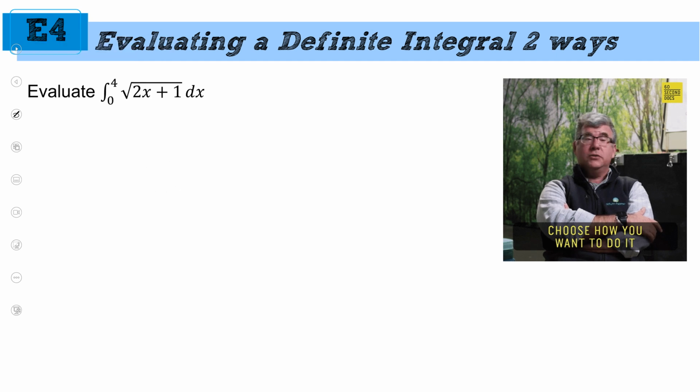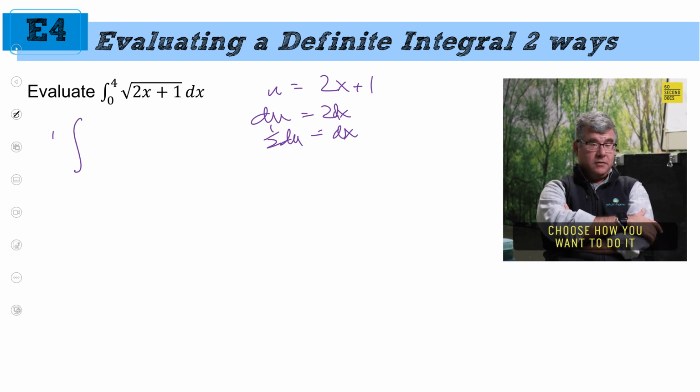Let's go purple. Okay, what's u? u = 2x + 1, easy peasy. du is equal to 2 dx, whoops, dx. So dx is equal to 1/2 du, which means this becomes the integral, with a 1/2 out in front, of the square root of u du.